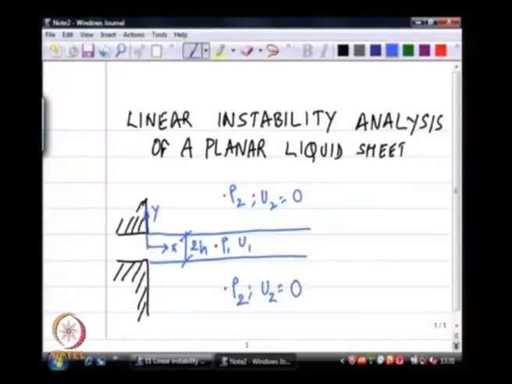Okay, with the origin placed in the middle of the liquid sheet. So, we know that the top meniscus is given by the equation y equal to h, the bottom meniscus by the equation y equal to minus h. We are going to ignore gravity. So, it is just simply a liquid sheet coming out of a slot, and the sheet is infinite in the z direction.